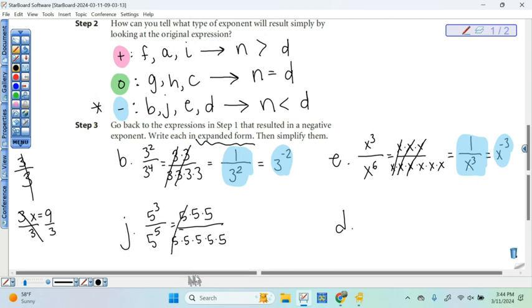Okay, I've got 5 in the top, 5 in the bottom. 5 in the top, 5 in the bottom. 5 in the top, 5 in the bottom. What's left over in the top? 1. What's left over in the bottom? 5 to the 2nd power. Yes, we found out that that's the same thing as 5 to the negative 2.